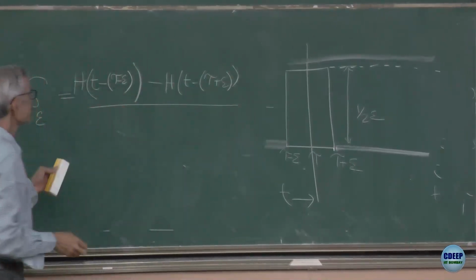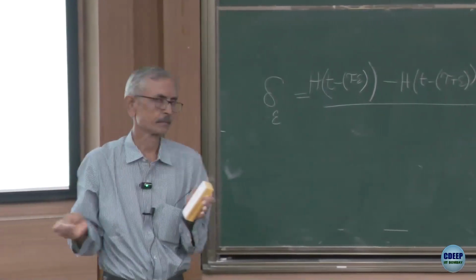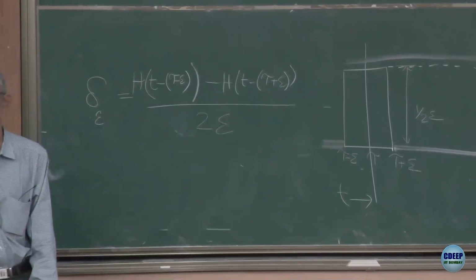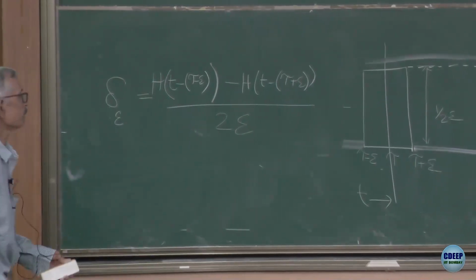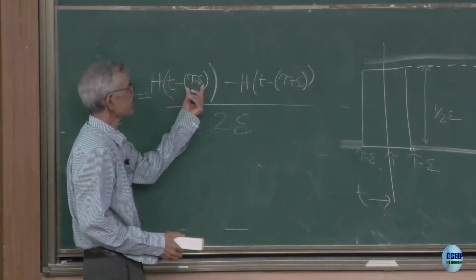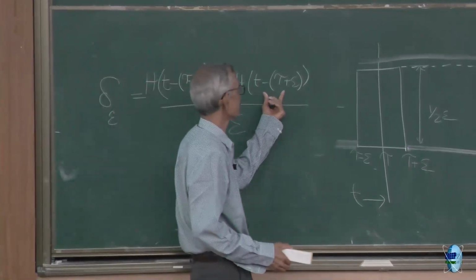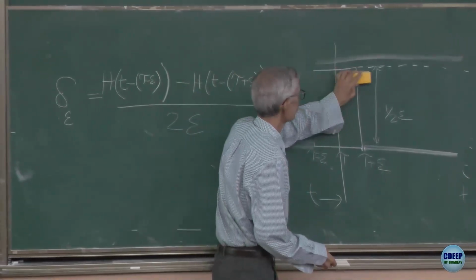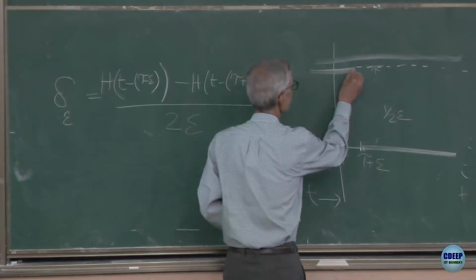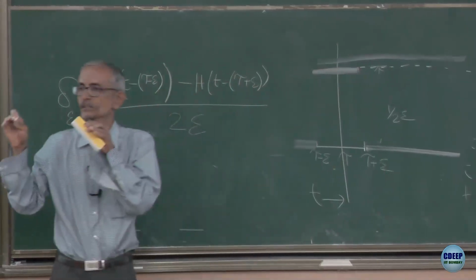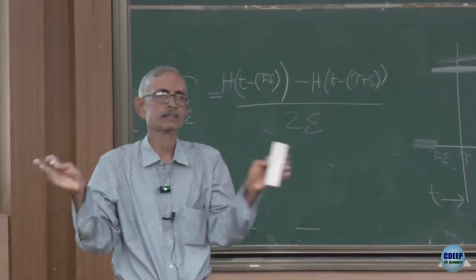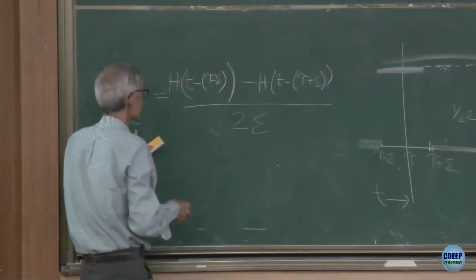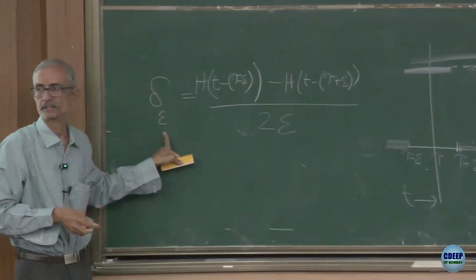Okay, and now I just want the derivative, so I'll just divide by twice epsilon. So if I have h(t minus tau minus epsilon) minus h(t minus tau plus epsilon), I'm going to have just this here. Only this part of that function is going to be there, and the rest is not going to be there. Now that's what's going to get me the derivative, right?